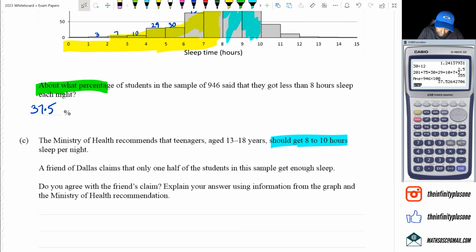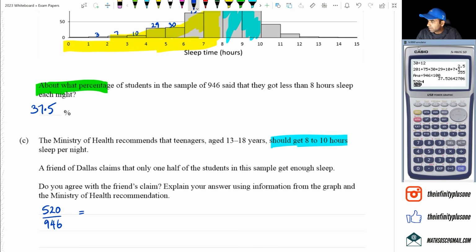So we've got 520 students out of the 946, which we're going to convert into a percentage. So 520 divided by 946, and let's multiply that by 100. So we got roughly 55%, right? So I'm just going to put roughly 55%.